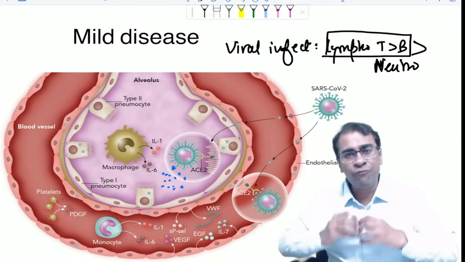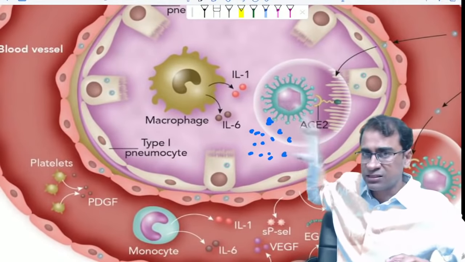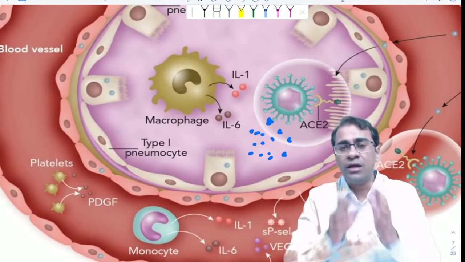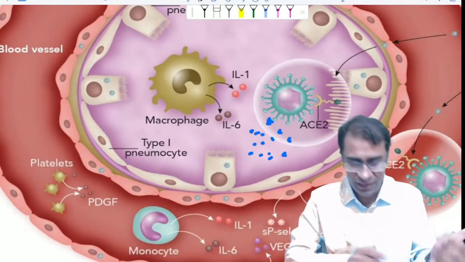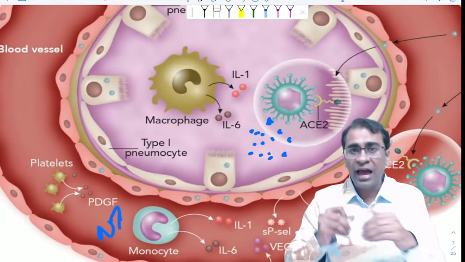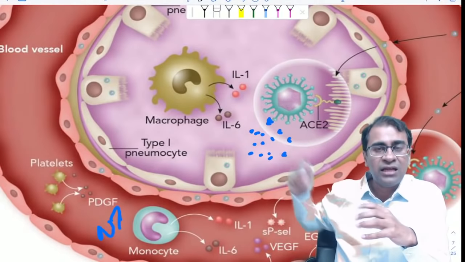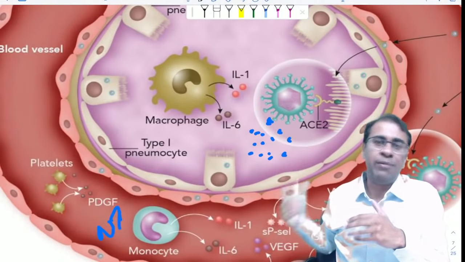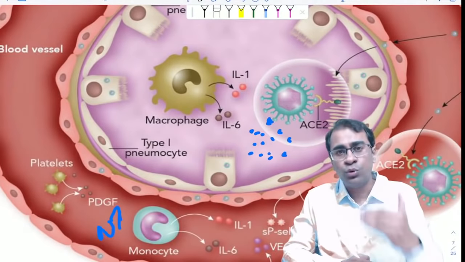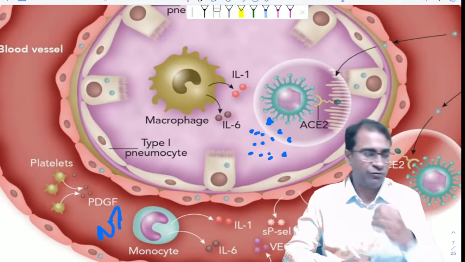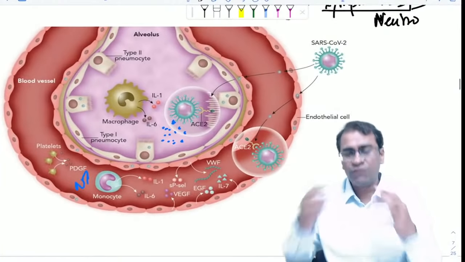Basically, because lymphocytes start infiltrating, the lymphocytes start accumulating in this area, and that is why we find lymphopenia in these patients. There's leukocytosis because of more neutrophils increasing here. Neutrophils are increasing here, and lymphocytes, because they enter more and more into the alveoli, the number of lymphocytes starts decreasing in the blood. So you find relative lymphopenia and you find neutrophilia.